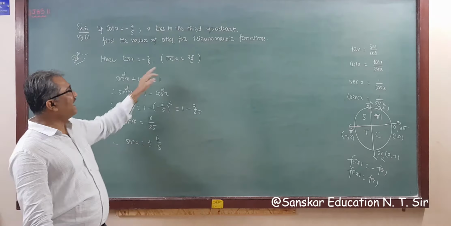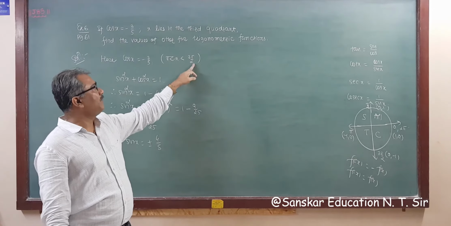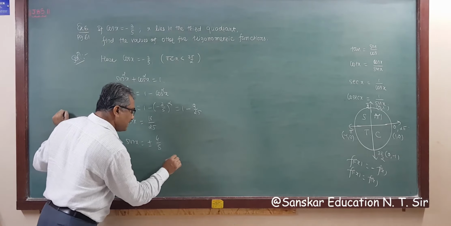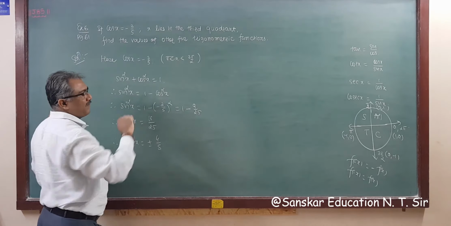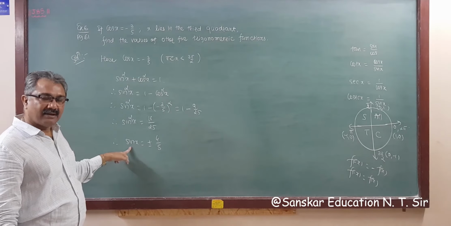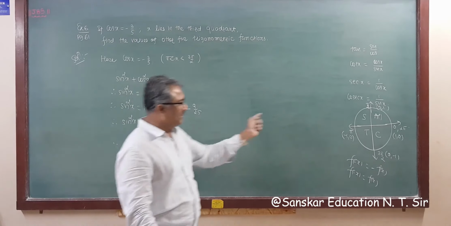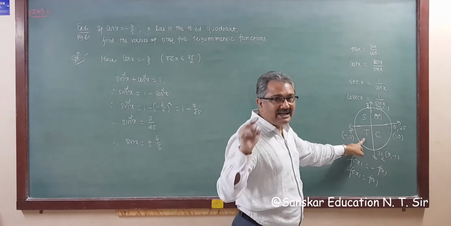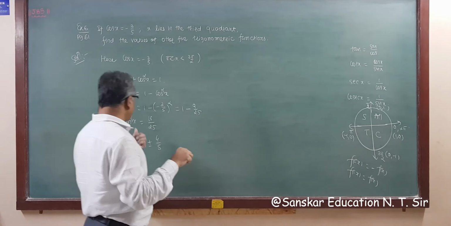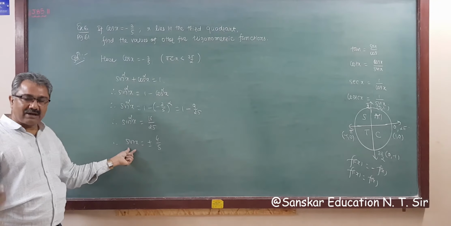But where does x lie? X lies in pi to 3 pi by 2. Right? So x lies in pi to 3 pi by 2, means the third quadrant, and in the third quadrant sine is negative. In the third quadrant sine is negative, only tan and cot are positive. This is now very important.